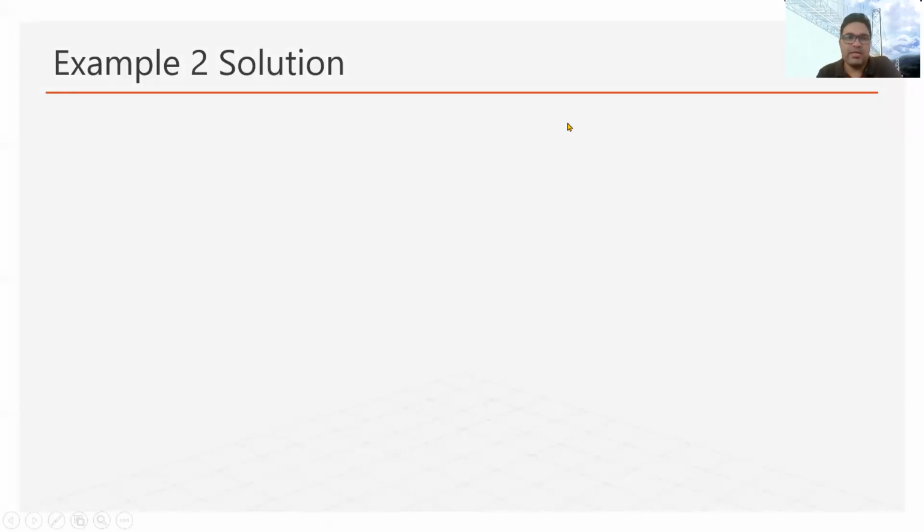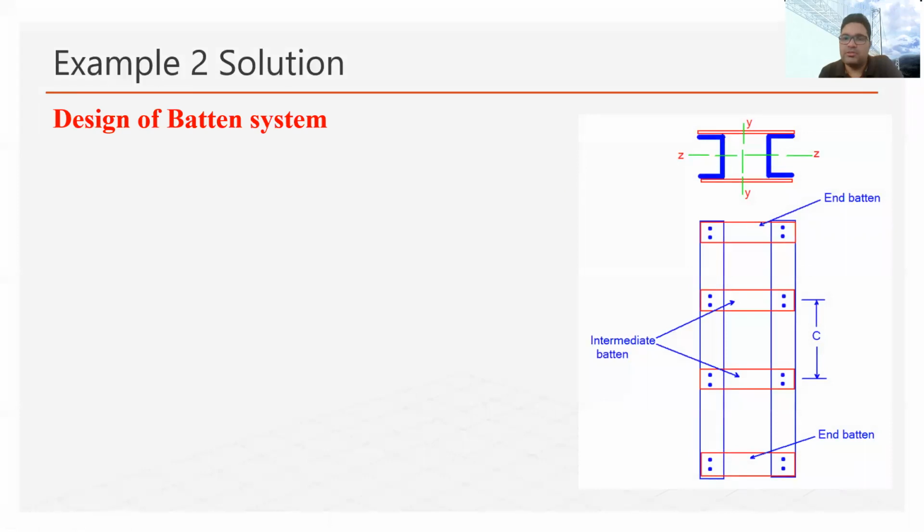Hello, welcome back. In the previous part, we solved some part of our example. Now in this part, we are going to start designing the baton system. First of all, we will decide the spacing of the batons. How many batons we provide is again dependent on the spacing, which is the C value. So we will find out the C value as per IS code recommendation.